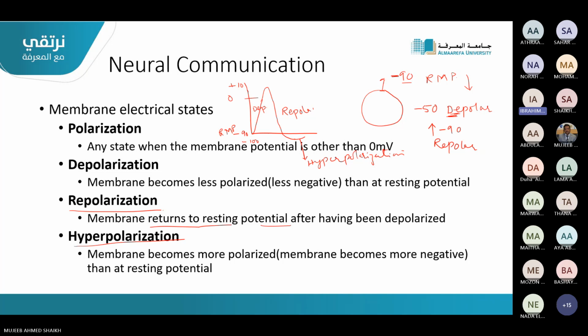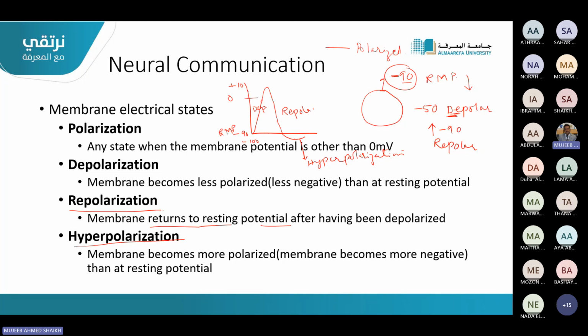I didn't understand the polarization, Doctor, the first one. The polarization is the state when the membrane potential is other than 0. It's not 0. Our resting membrane potential is minus 90. So that's why it is called polarized. Resting membrane potential or polarization is the same thing.